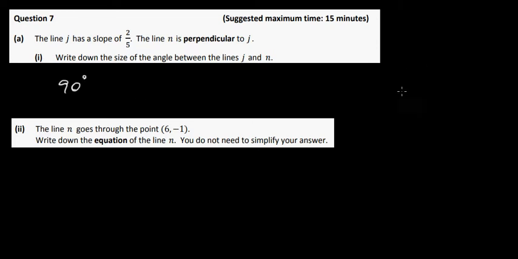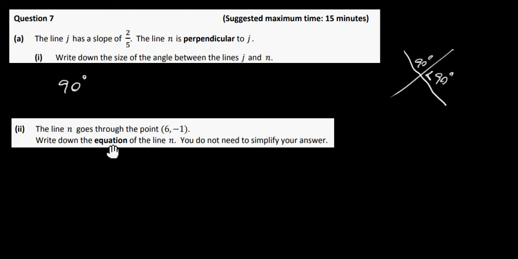If one line is perpendicular to another one, then the line is perpendicular. It means it's at right angles. So you've got 90 degrees all around here.